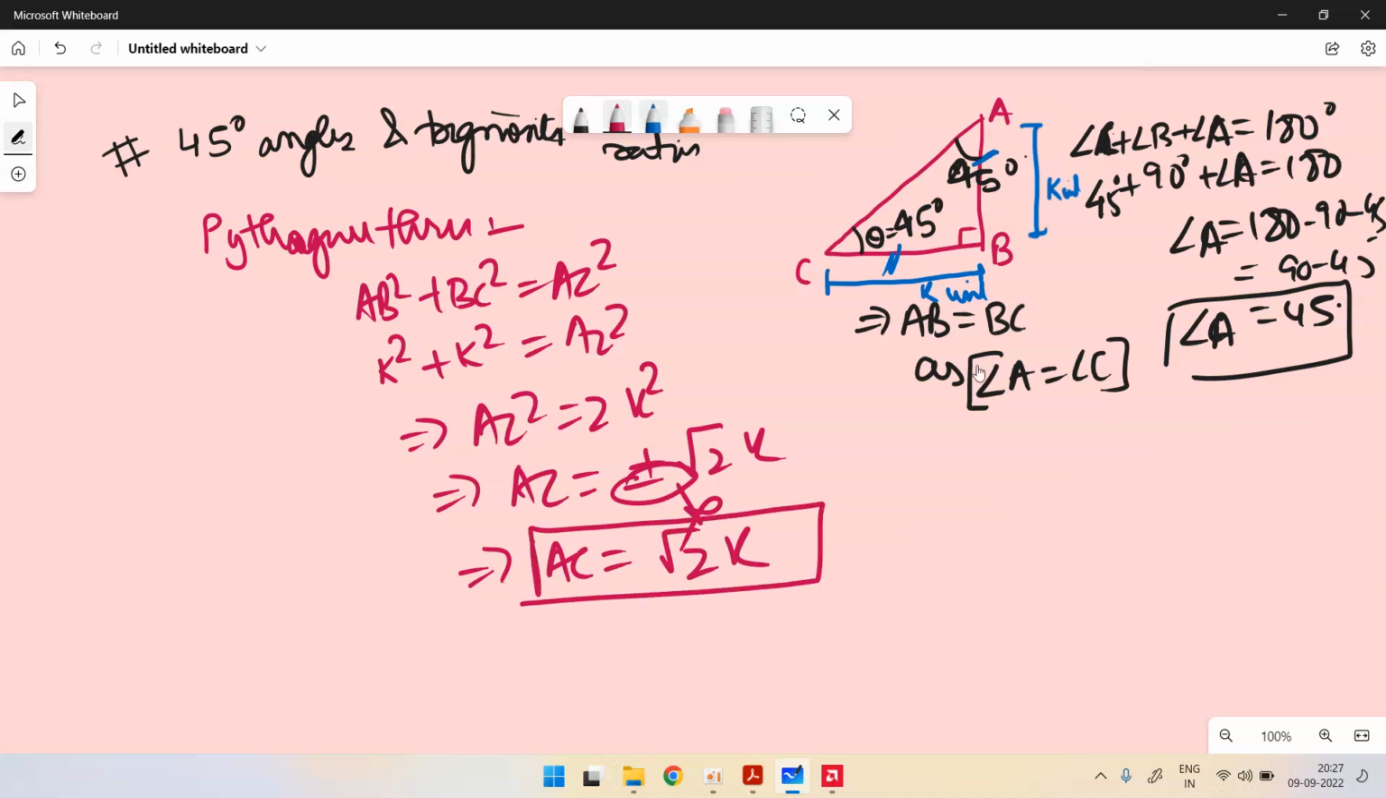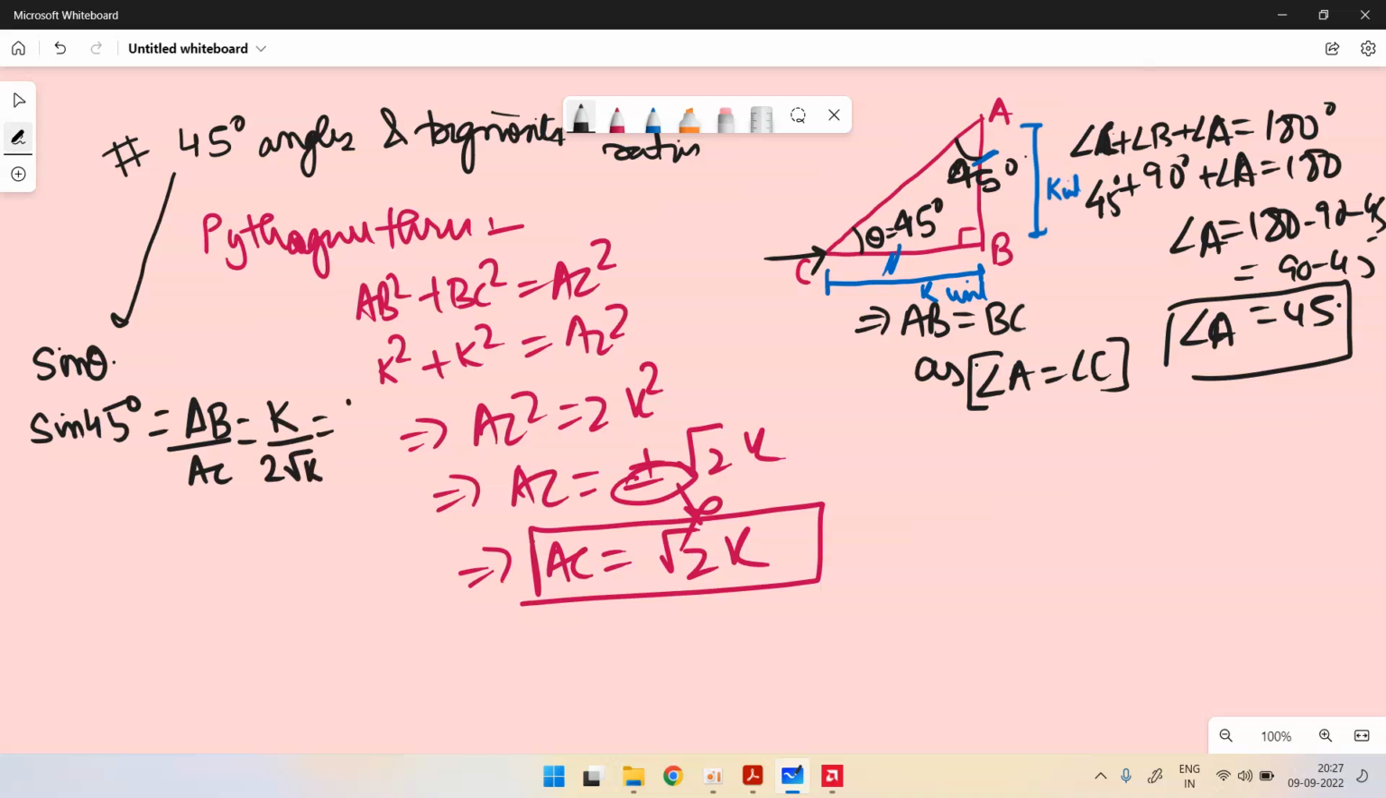Now I'm calculating sine of theta, where theta I have taken to be 45 degrees, so I can write it as sine 45 degrees. I'm considering theta, and that is, I'm looking at C here. So sine of 45 is perpendicular, that is AB, by hypotenuse AC. AB I have taken to be K unit, and AC you got as root 2 K, which is K root 2. K gets cancelled, giving 1 by root 2.